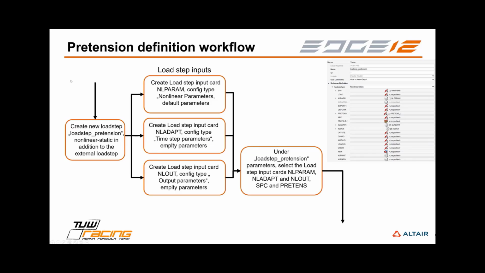Following that, we create a new load step, which we call load step pretension, which is a nonlinear static load step in addition to the already existing external load step, in which the external load is applied to the tire. For that, we need to create some load step input cards called NL-parent, NL-adapt, and NL-out, which we first have to define. Then under the load step pretension, we can select those input cards, as well as the constraints that we defined earlier. And also under pretens, we select our pretension load case that we defined in the pretension manager.